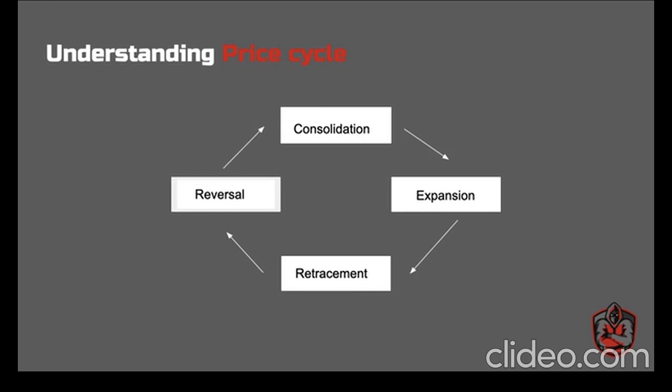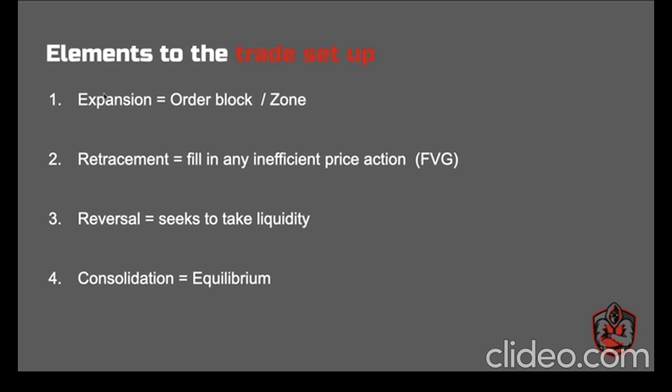Now, I want you guys to draw this out and note it down, as it is important, as these are the 4 key phases in price cycle. So we got the consolidation, and then we got the expansion, and then we get the retracement, and then we'll usually get the reversal. Okay, now once you guys drew that out, I would like you guys to note down these bullet points, and the way I'll be explaining it all in order. And these are the 4 points I'd like you guys to write down, the elements of the trade setup.